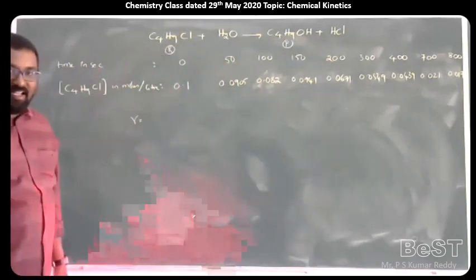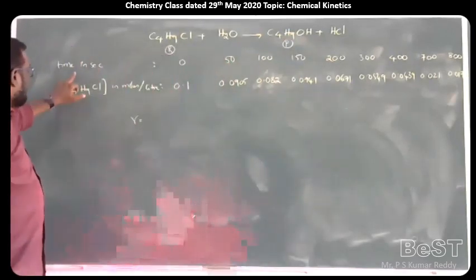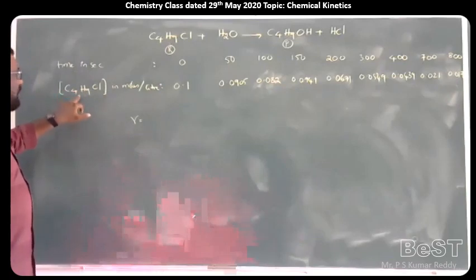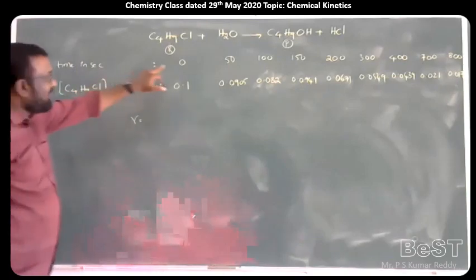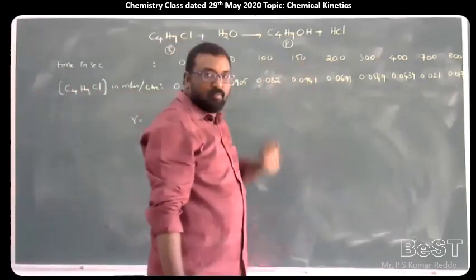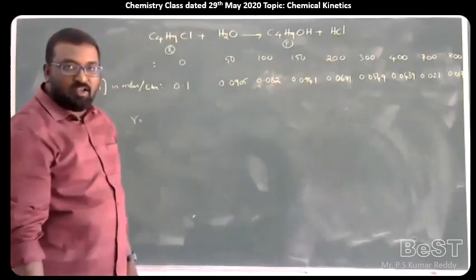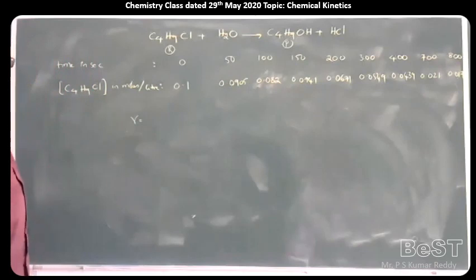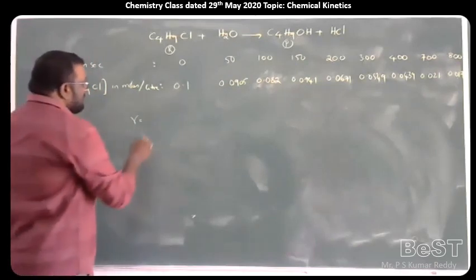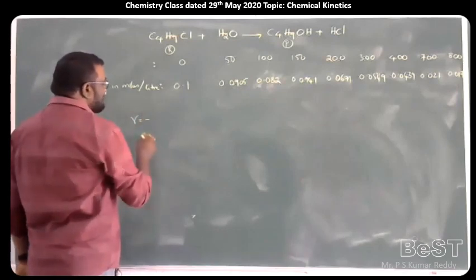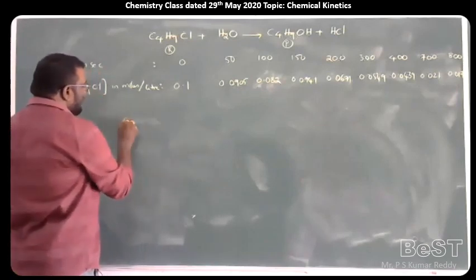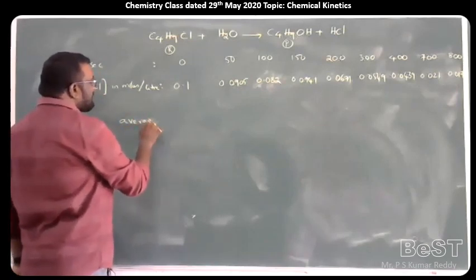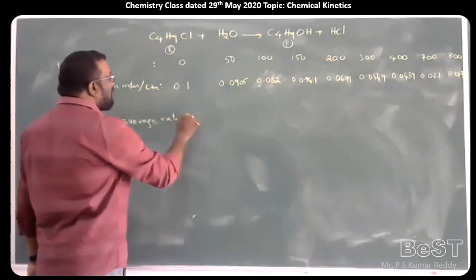Here we are given the concentration of butyl chloride at different time intervals. So since C4H9Cl is a reactant, the formula for the average rate of reaction is as follows.